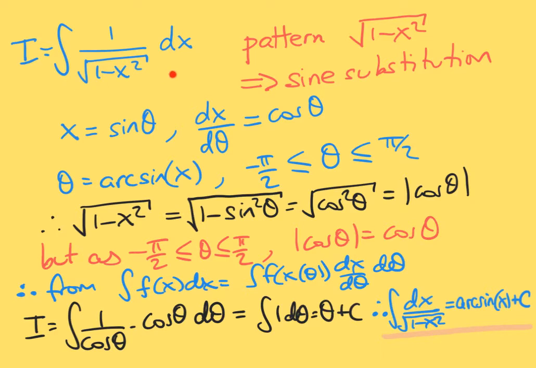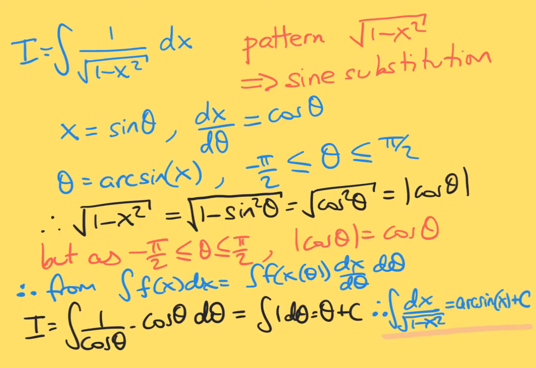So here is our integral, and we cannot do it by inspection. If there was, say, an x here, we could, but there isn't. And the pattern that we need to spot is this square root here of 1 minus x squared. If you see a pattern like that and you cannot perform the integral by inspection, it is very likely going to be helpful to make a sine substitution.